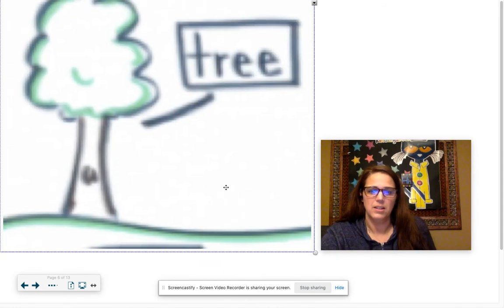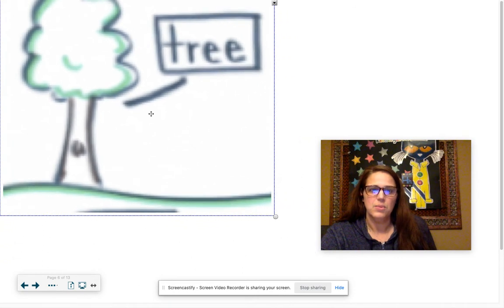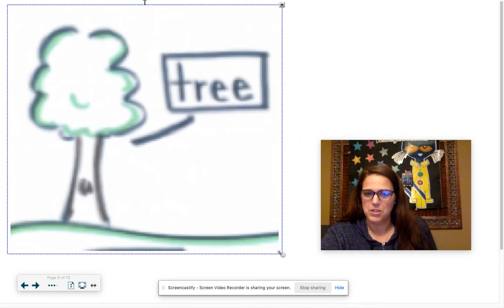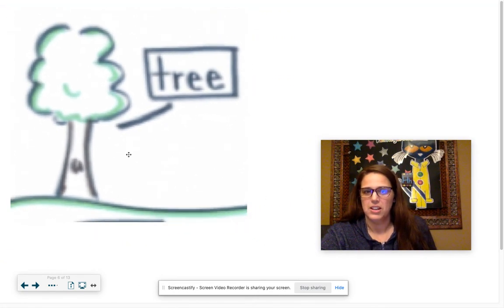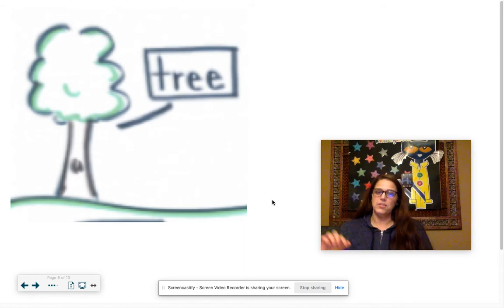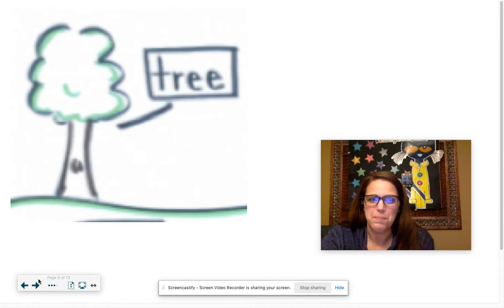And this one, a little too big and blurry. This one, the next thing you can do on your picture is to label the picture. And to do that, you remember we just draw a line and then this says tree. And so you can label different things in your picture, and that helps you with your writing and helps you to get some letters down on your paper as well.